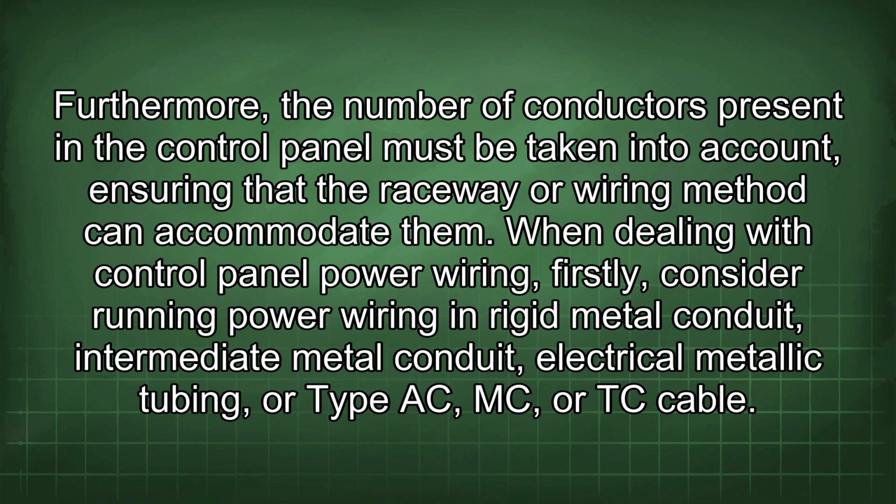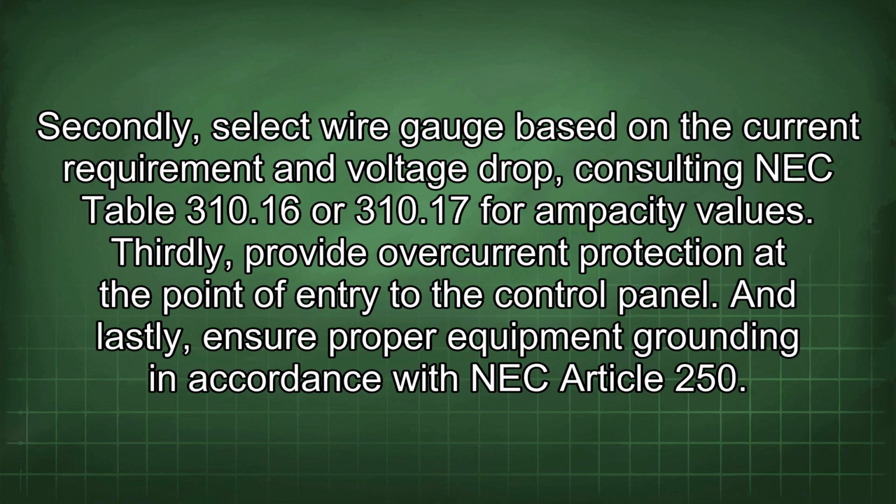When dealing with control panel power wiring, firstly consider running power wiring in rigid metal conduit, intermediate metal conduit, electrical metallic tubing, or type AC, MC or TC cable. Secondly, select wire gauge based on the current requirement and voltage drop, consulting NEC Table 310.16 or 310.17 for ampacity values. Thirdly, provide overcurrent protection at the point of entry to the control panel. And lastly, ensure proper equipment grounding in accordance with NEC Article 250.